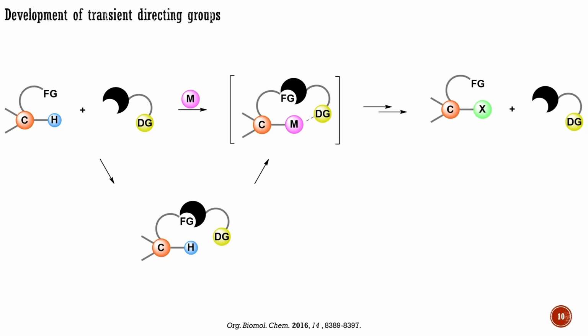For instance, if your substrate contains a functional group that may not serve as an effective directing group but can be reversibly transformed into other functional groups, you can apply this strategy using a directing group that can be attached and detached to your functional group during the reaction. Let me provide some examples to make everything clear.